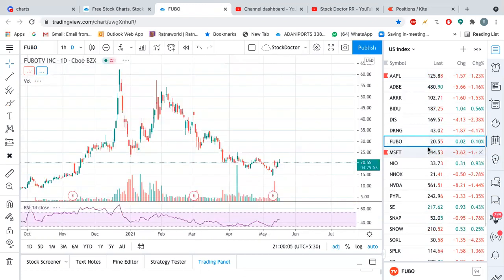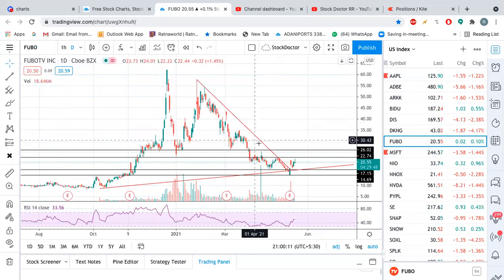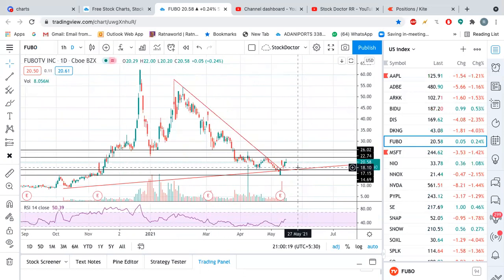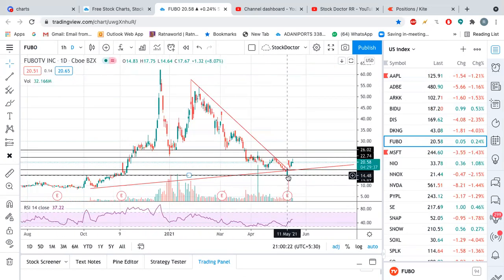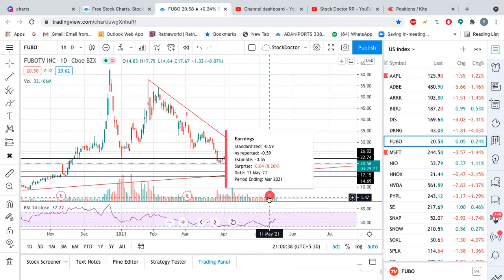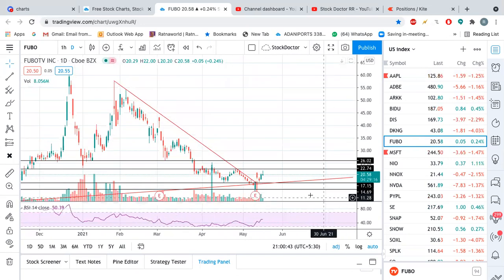The next stock is FUBO. FUBO had the long-term resistance here. From 27 Jan, it continuously fell down, and here it gave a nice green candle on 11th May. But the next day it gave a red candle. It opened with a huge gap up, but then went down with good red volume because it had the earning, and now it is trying to pick up.